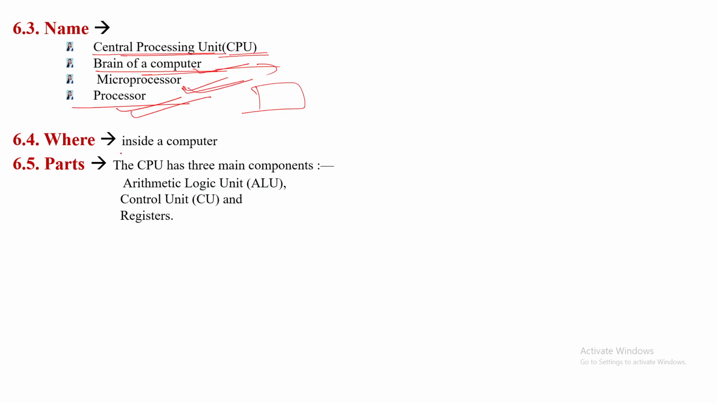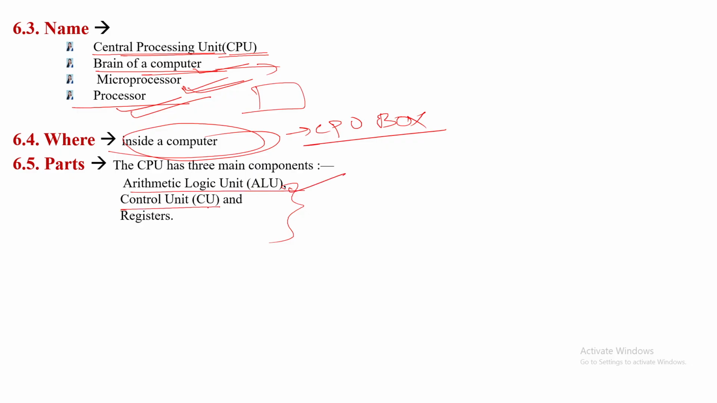Where is it inside the computer system? Otherwise we can say the CPU box. Inside the CPU box it's available. Now we will see the parts of the CPU. It has three parts: ALU (arithmetic logic unit), control unit (CU) and register. These are the parts of the CPU. Later I will explain these parts one by one.